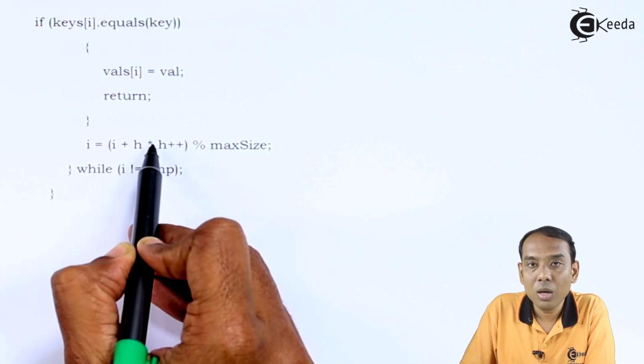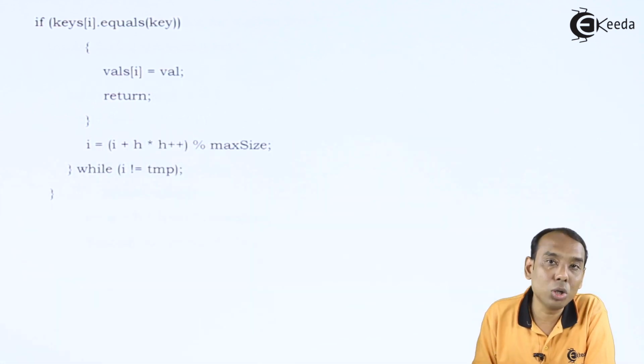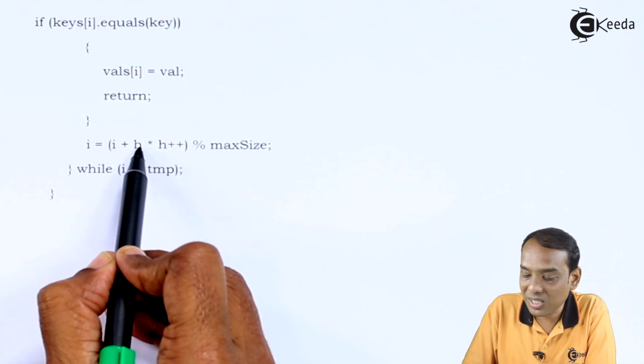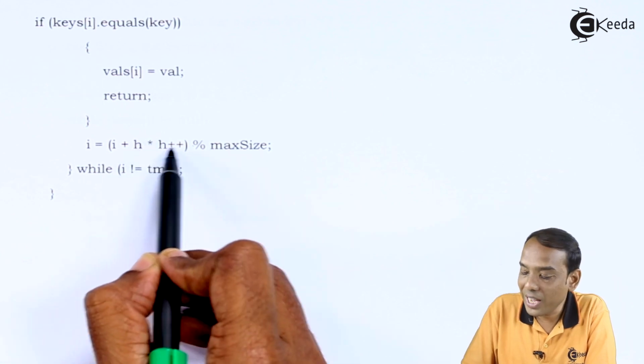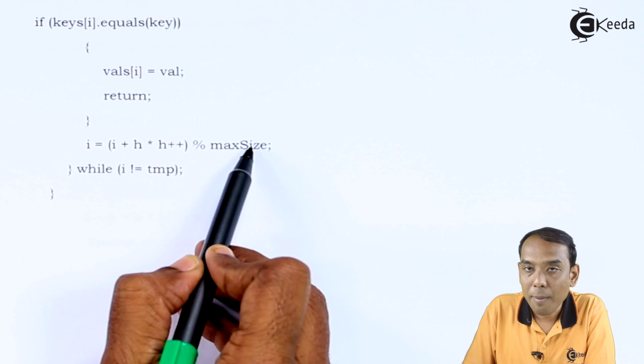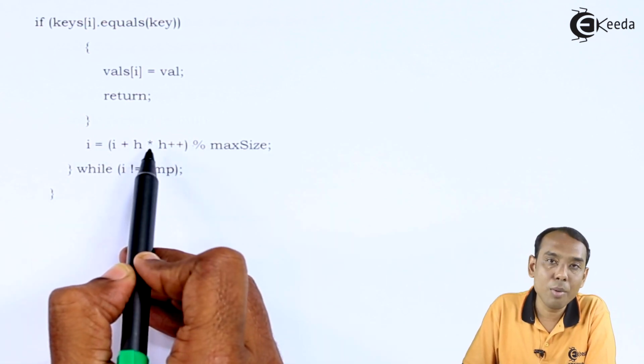This value is divided with the max size, but we are not going to take the quotient, we are going to take the remainder. So we write down i equal to i plus h multiplied by h plus plus. This is your quadratic polynomial kind of a thing. Mod max size. So whatever remainder comes is going to be different for every probing.